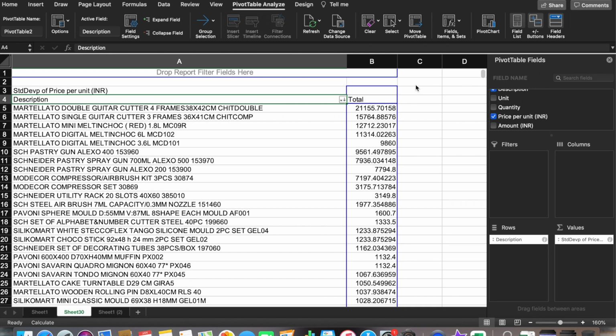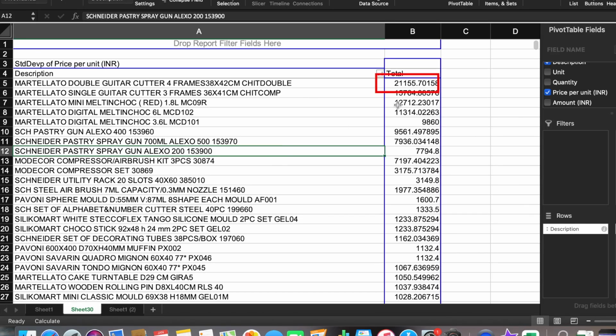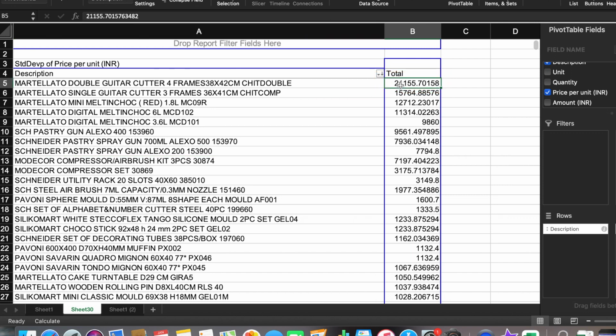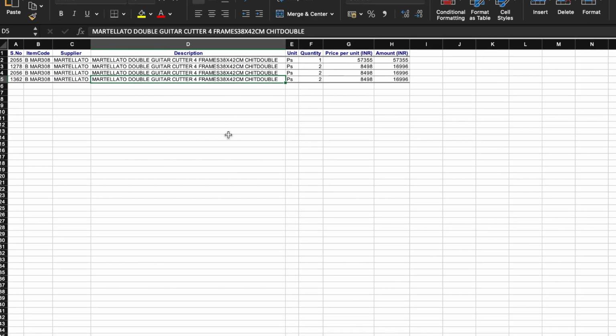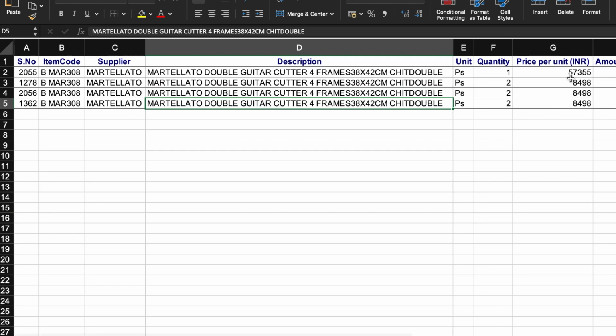Now we get the data. Wow, this just looks beautiful. The highest standard deviation is around 21,000. Once we double click on the number, we get the list. Wow, this is just beautiful.